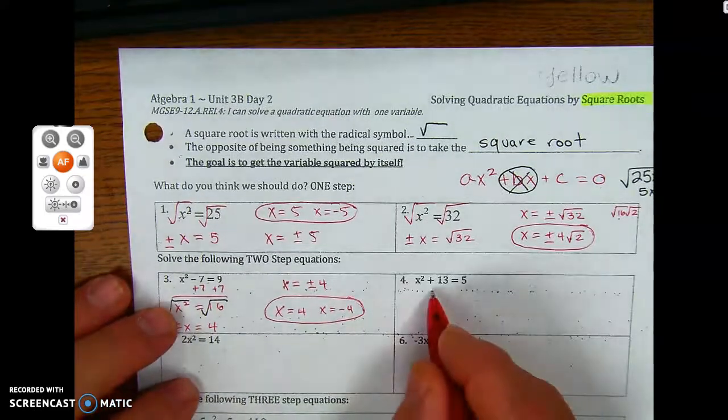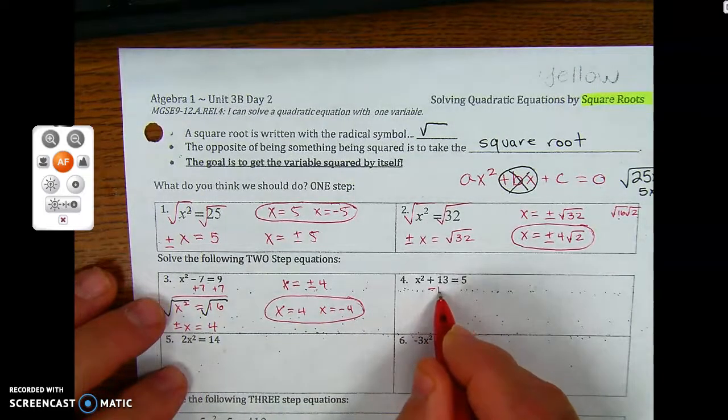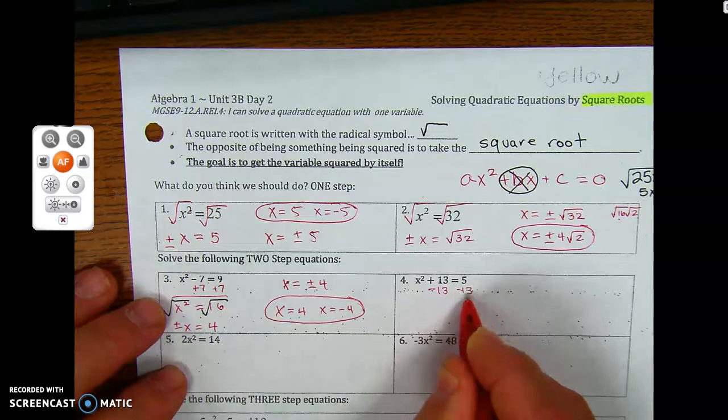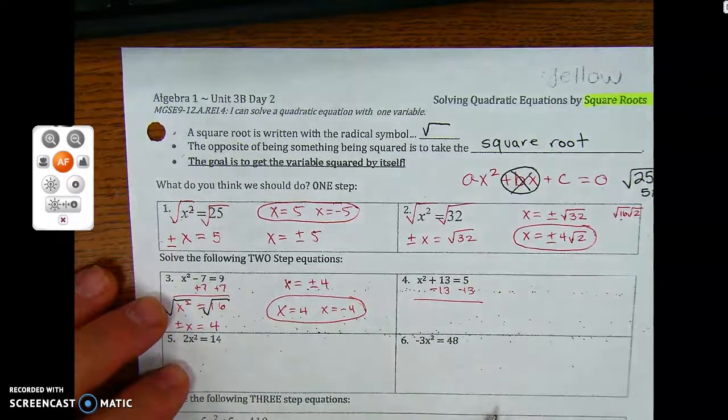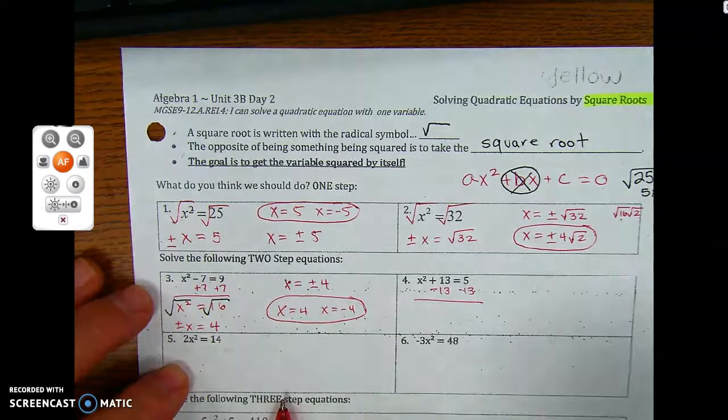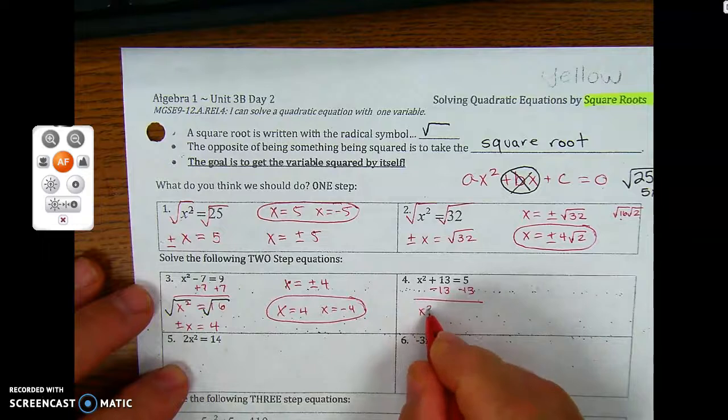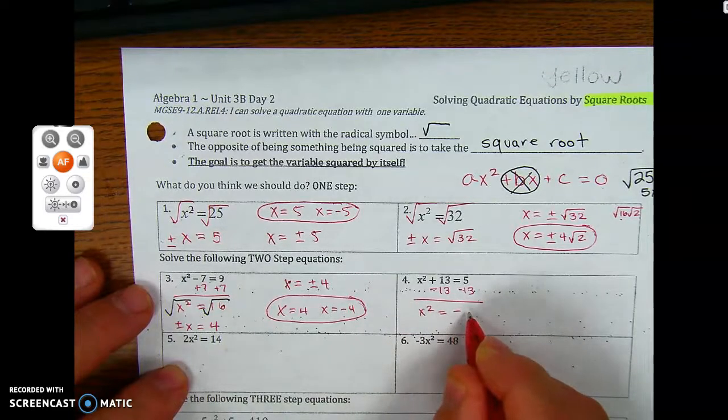Get x squared by itself, minus 13. x squared equals negative 8.